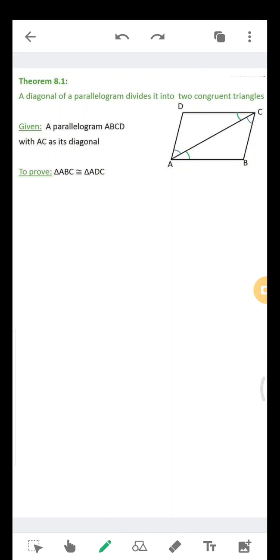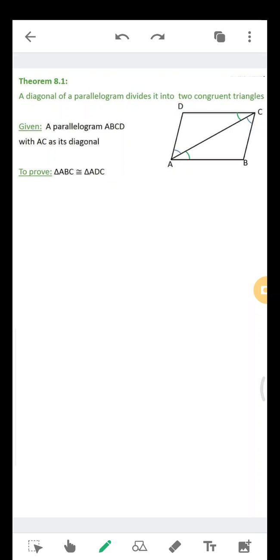In this theorem, it asks you to prove that a diagonal of a parallelogram divides it into two congruent triangles. So you can see the figure. I have taken a figure, parallelogram ABCD, in which AC is the diagonal. We have to prove that this diagonal AC divides this parallelogram into two congruent triangles.